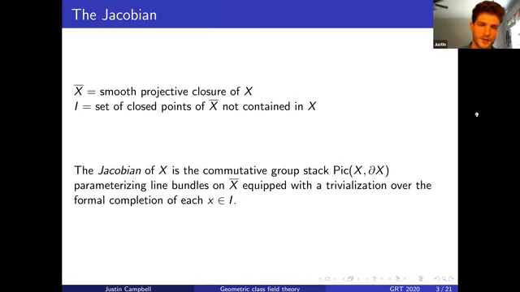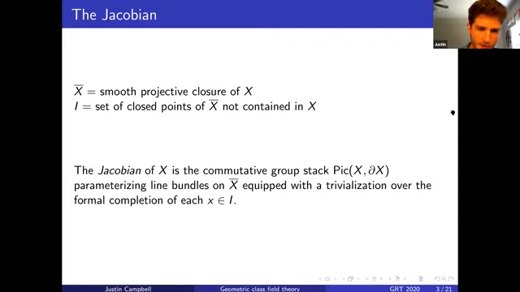This is a revisionist usage of this terminology, but for me, the Jacobian of this curve X is the commutative group stack, which I'll denote by Pic of X comma boundary of X. It parameterizes line bundles on the projective curve X bar equipped with a trivialization over the formal completion of each closed point in the complement. I said commutative group stack, but as long as X is not projective, this will actually be a scheme, a commutative group scheme. It's only a stack in a non-trivial way if X is actually projective.